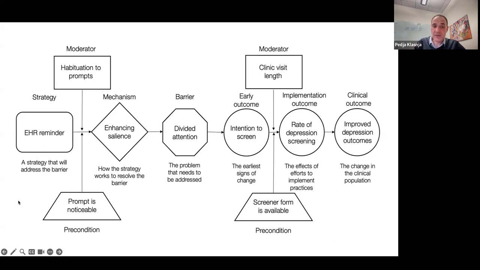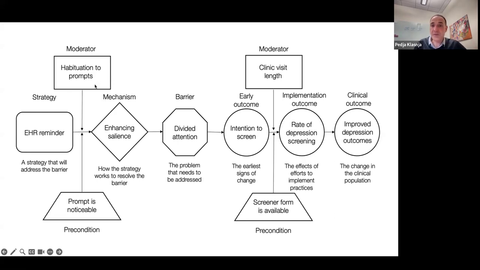We think of preconditions more like light switches: the things that, if they're not there, the part of the causal process to the right of that precondition is just going to break completely. So in this particular case, even if a clinician decides to screen, and they're using, let's say, paper screeners, if the screeners are not available in the exam room, the rate of depression screening is not going to improve.